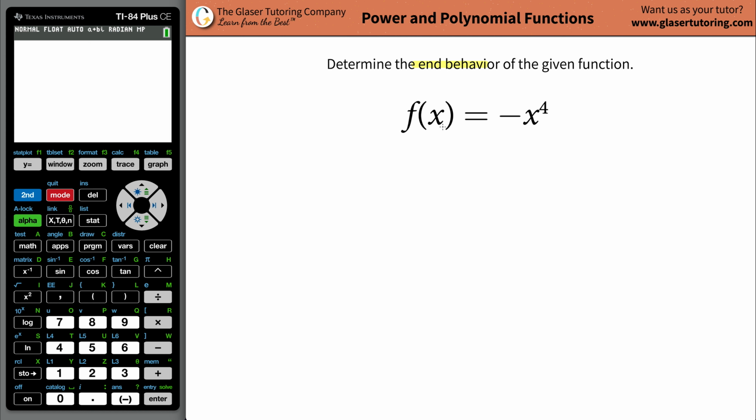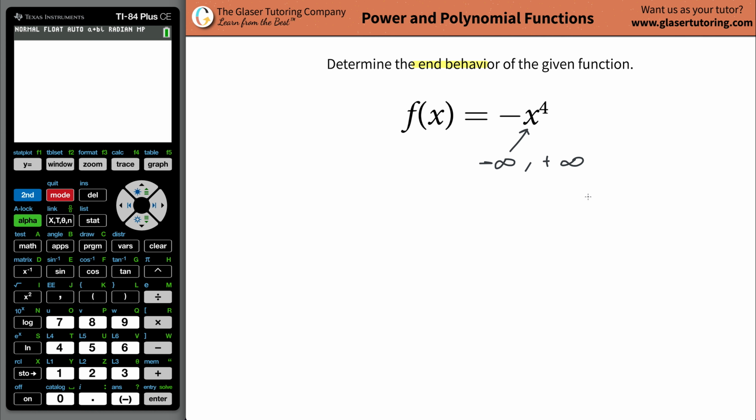When they ask us to determine the end behavior of the given function, they're really asking us to determine what happens to the function's value as x approaches negative infinity, meaning as x goes to the left. If you had a coordinate system, negative x is to the left and positive x is to the right, that's the convention. And then as x also goes to positive infinity, meaning as it goes to the right on the graph.